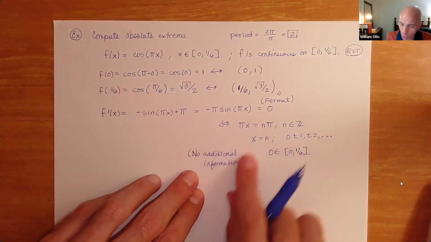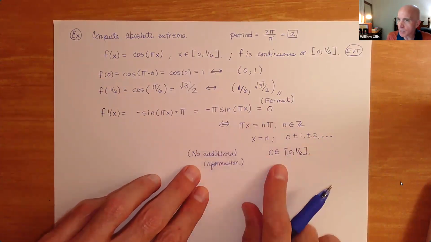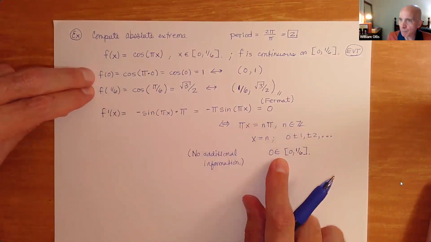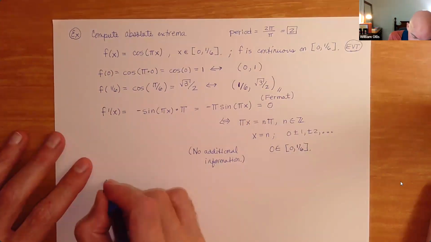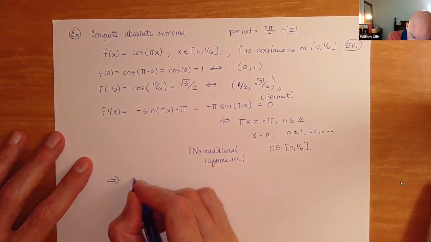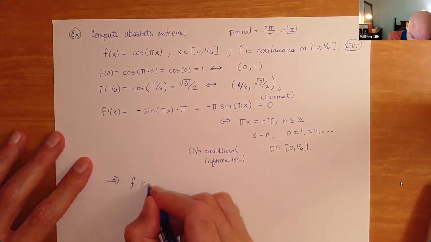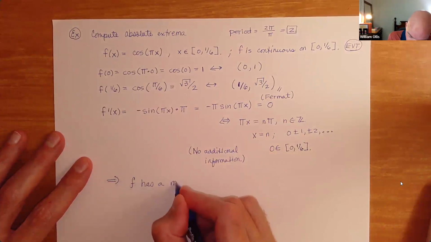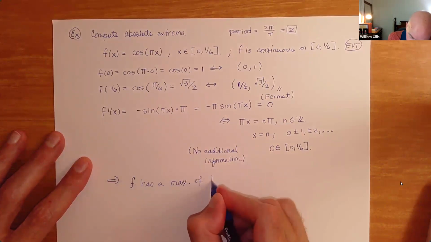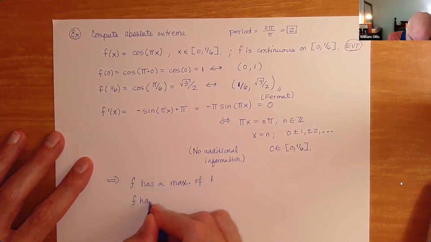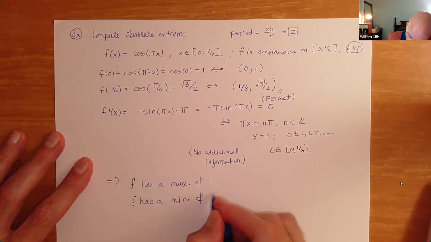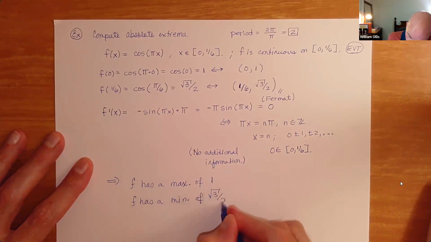So don't interpret this as this being a bust. It's not. It's just that we don't get any more than we already had with the endpoints. So now this implies we just take the largest value, which is 1. So f has a maximum, we'll just say it this way, a maximum of 1. f has a minimum of square root 3/2.